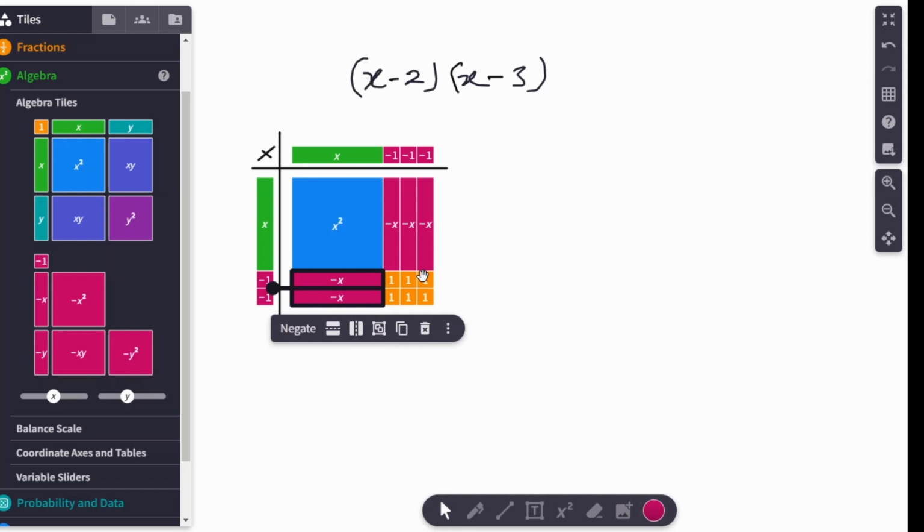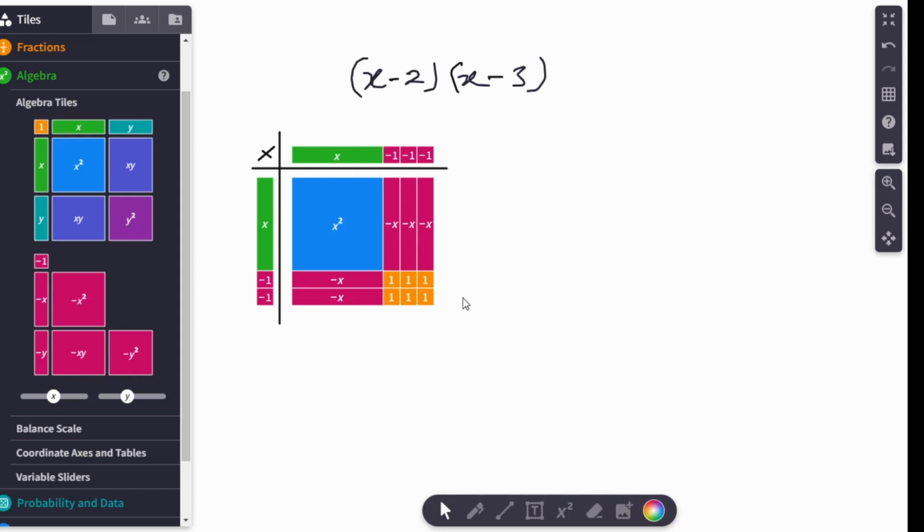Right. And then for here, negative multiplying negative will still give us positive. So -1 times -1 give us +1. So we leave that way. And then let's not forget to remove the outer tiles, and then count what is left. So we're going to have x squared minus 5x plus 6.